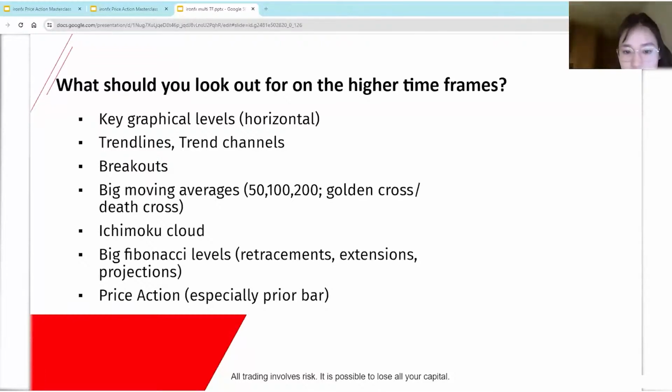Okay, let me just answer some of the questions now. Okay, I can show you how to set up Ichimoku in a little bit. What is a super trend indicator? And does it work on MT4?